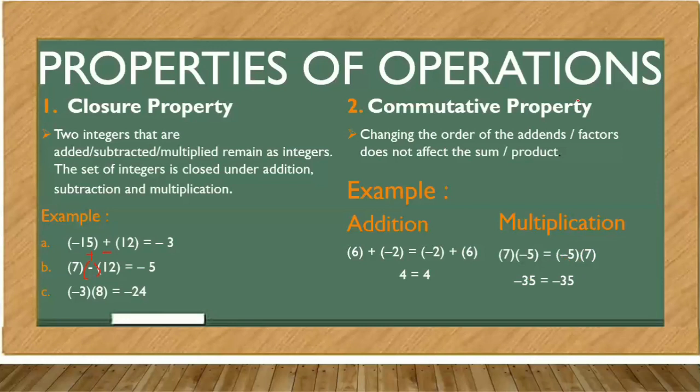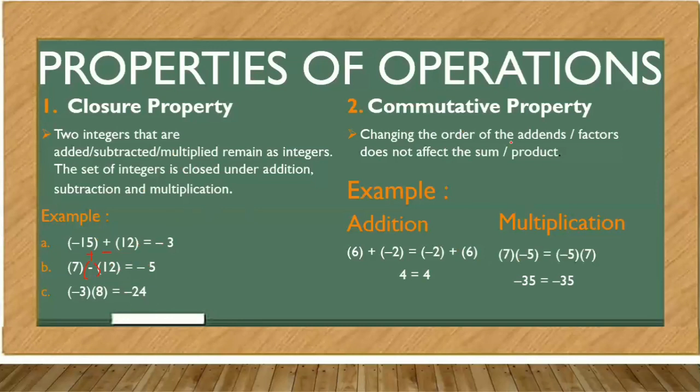So that is commutative property. Pag pinagbaliktad natin sila, hindi yun makakaapekto sa sagot. Okay? Parehas pa din ng sagot. And again, pag closure property, ang magiging sagot mo lang ay integers. Wala kang gagawin. I-add, subtract, or i-multiply mo lang. And then, ang sagot dapat ay integers.